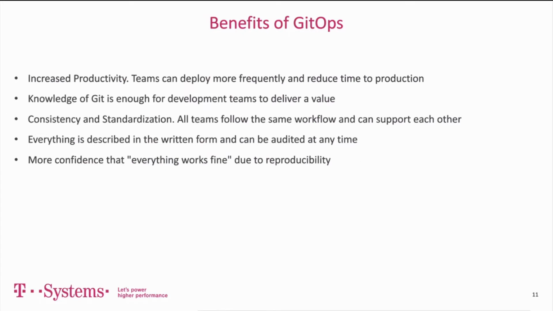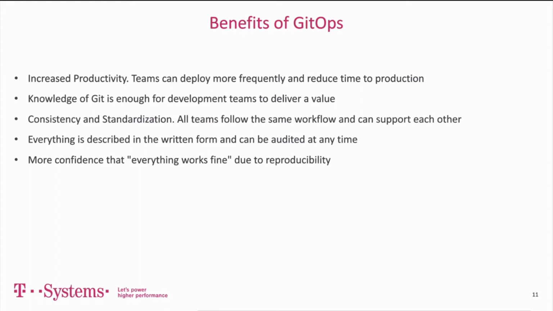What kind of benefits does GitOps bring to companies? First, increased productivity. Since everything is automated, teams can deploy frequently, and everything they are working on will be visible in production faster. The second is that knowledge of Git is enough for development teams to deliver value, which means Git becomes the only technology you need. You don't need to write your own fancy deploy scripts in Bash or, I don't know, Capistrano or any of them. You just use Git for it.